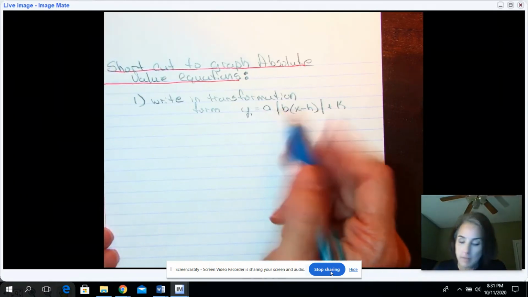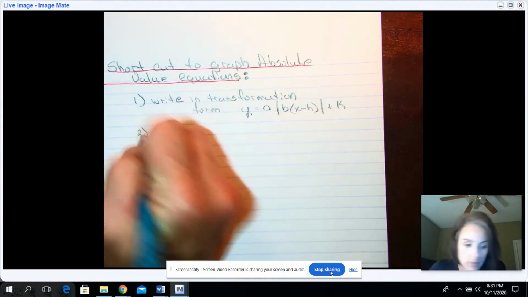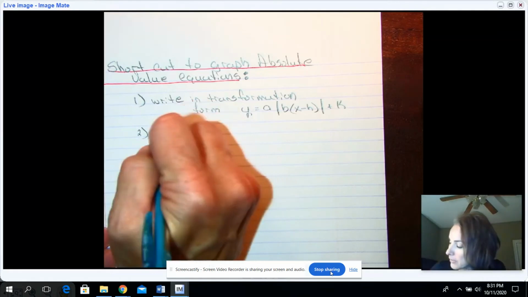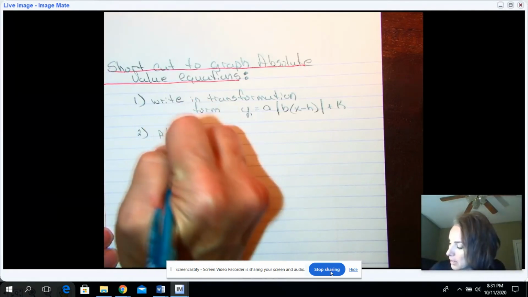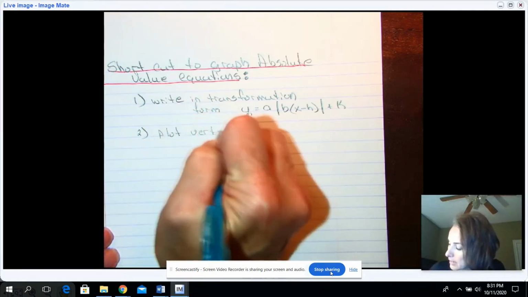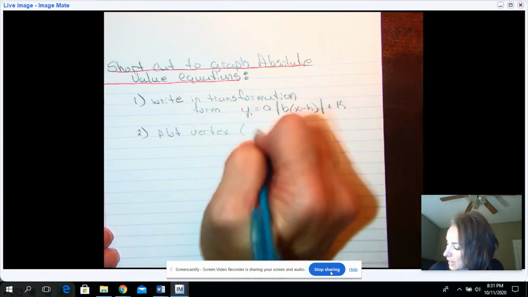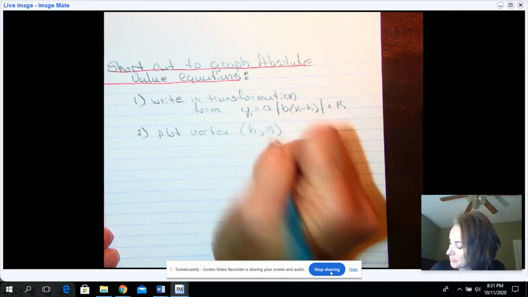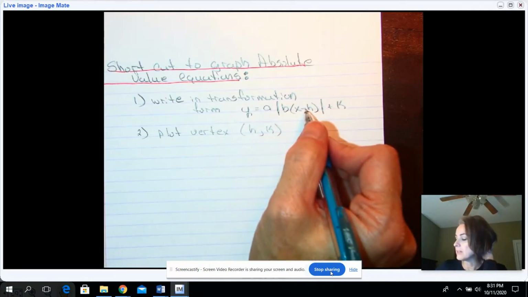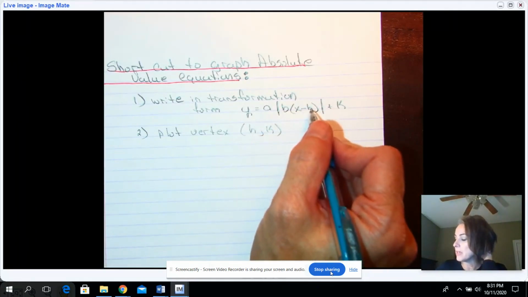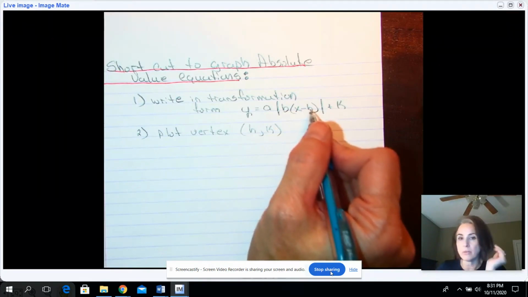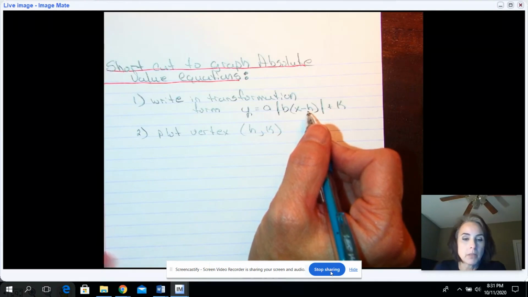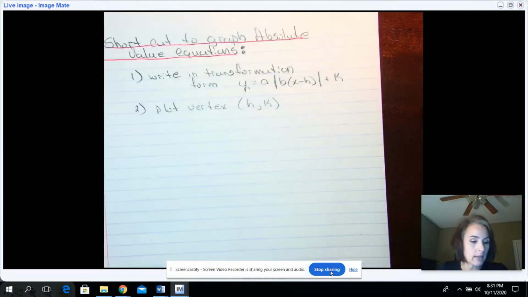So there's that. Then what you're going to do is plot the vertex. And the vertex is your h and your k. So if that's a -3, it would be 3. If that's a +3, it would be -3. So be careful about that. But your vertex is going to be h, k.